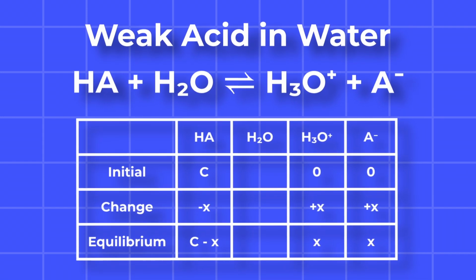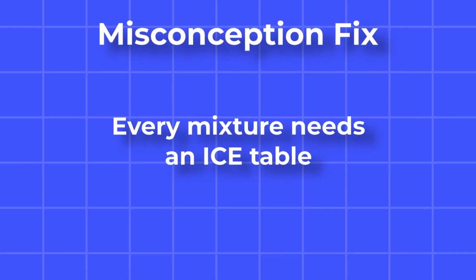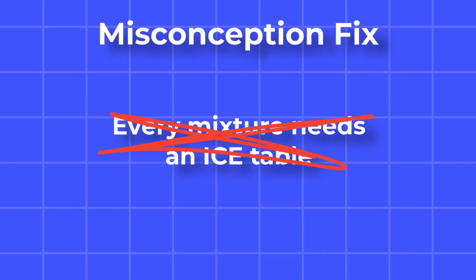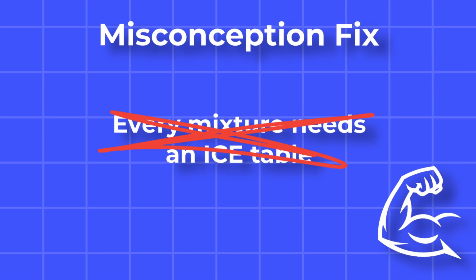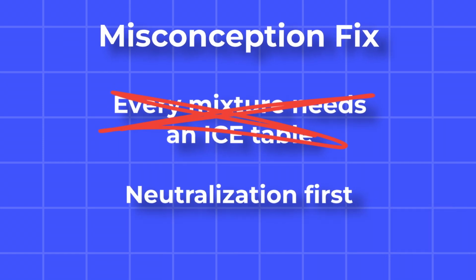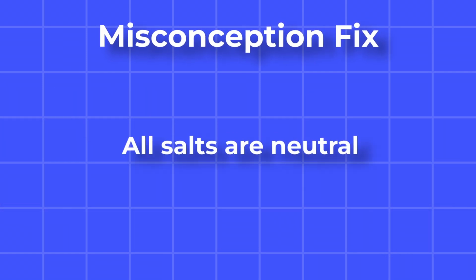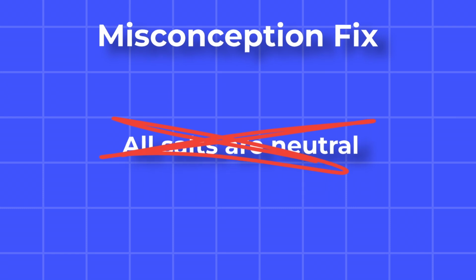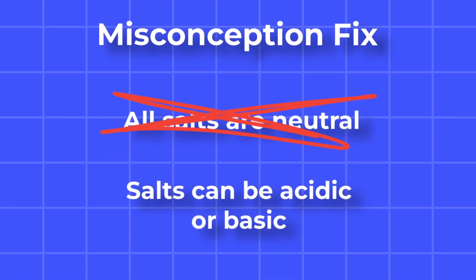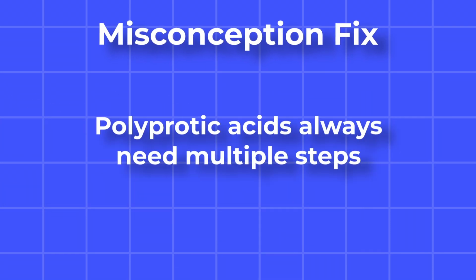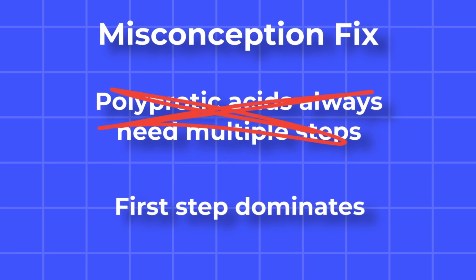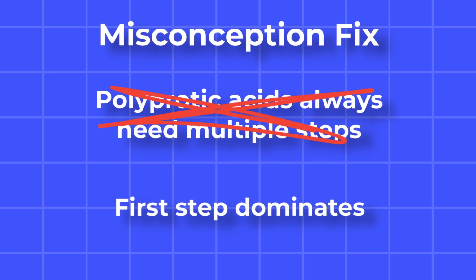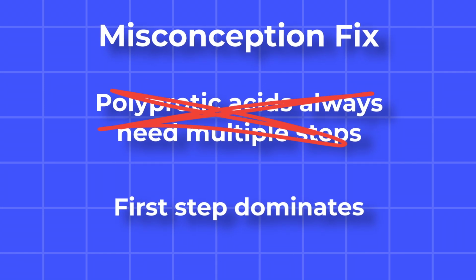Here are 3 quick fixes. First, not every mixture needs an equilibrium table. If a strong partner is present, neutralization comes first. Second, salts are not automatically neutral. Some ions act as acids or as bases in water. Third, for many polyprotic acids, the first step dominates, and the later steps are negligible at common concentrations.